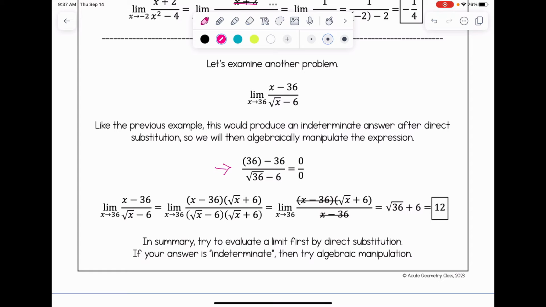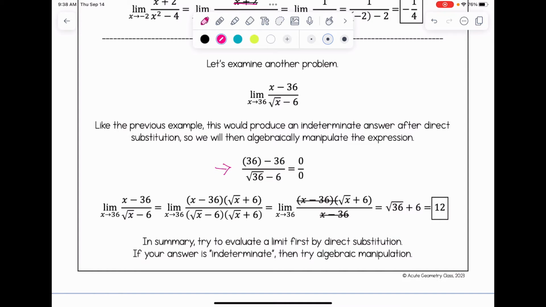Once again, I just want to remind you, 0 over 0, the biggest misconception is that means that the limit is 0 or that it doesn't exist. That is not true. That means we need to do more work to determine the answer. So I can do this by rationalizing the denominator, basically getting the radical out of the denominator here.